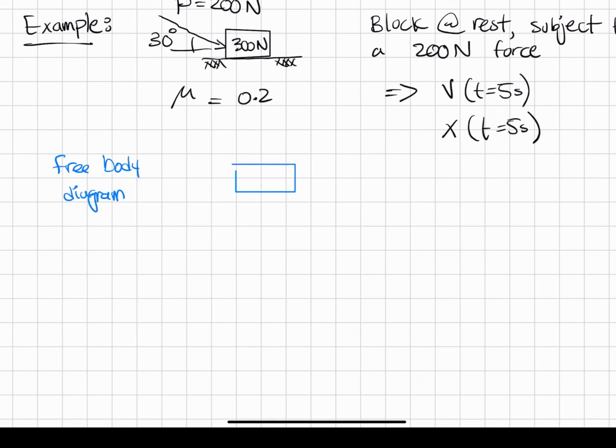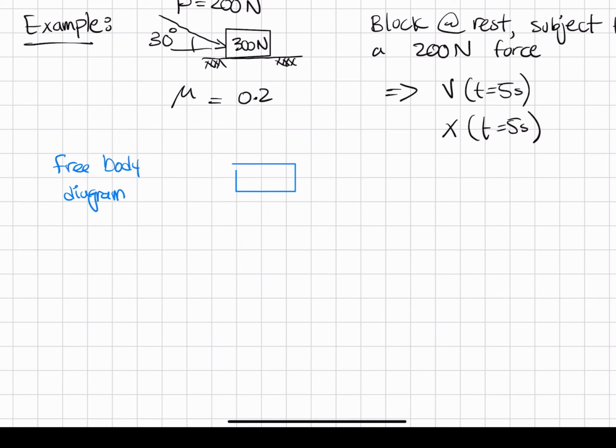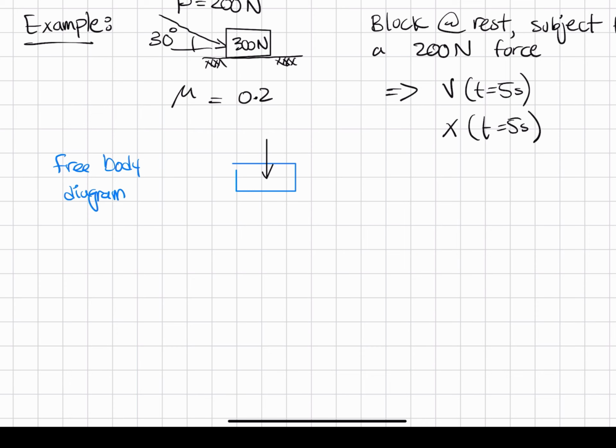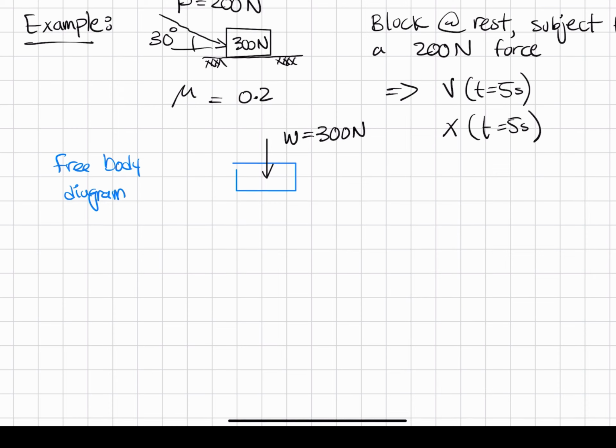Okay, so this is our mass again. And what we have to do now is to plot all the forces that we have over this mass. So obviously we have gravity being applied. So W is the self-weight of the mass. So W is 300 newtons. That's given to us. If there is a vertical force being applied, obviously there has to be a normal force resisting it. So that's N.